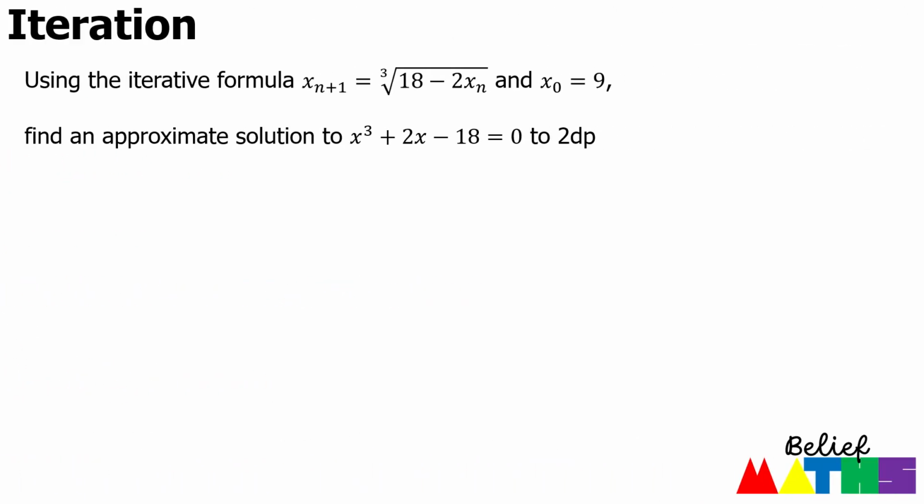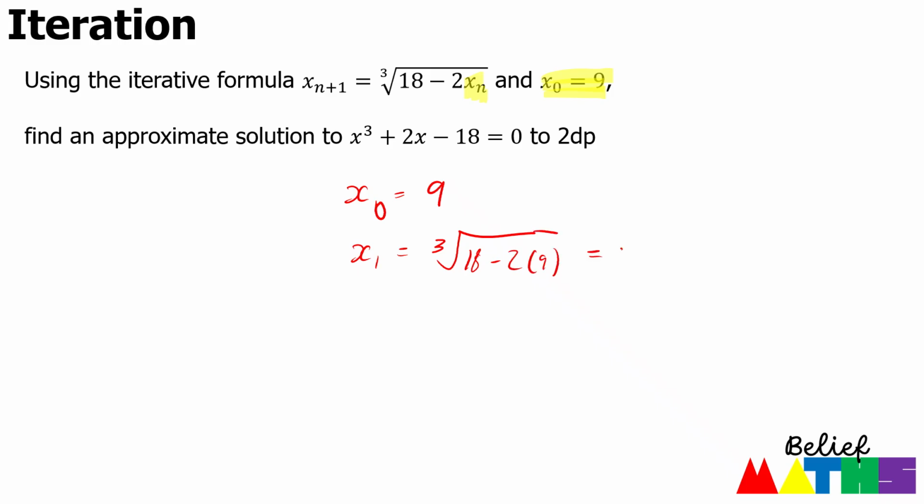The next topic is iteration, and in this we want to identify where xn is. We're going to substitute our x0 value into that iterative formula. So we're going to start with x1. x0, I should say, is the given value of 9. x1 is when you substitute in that 9, so you get the cubed root of 18 minus 2 times 9.